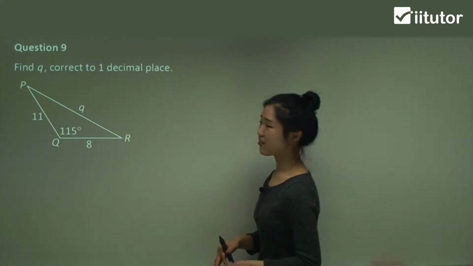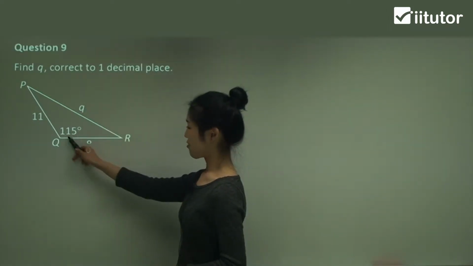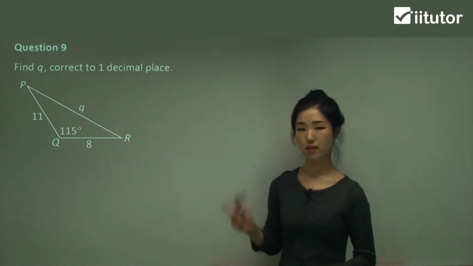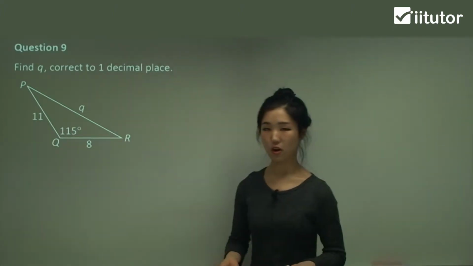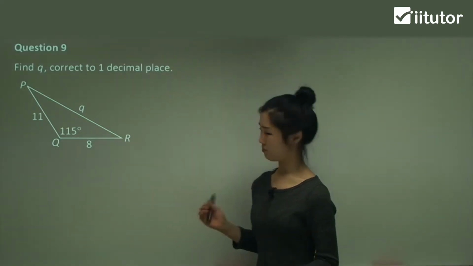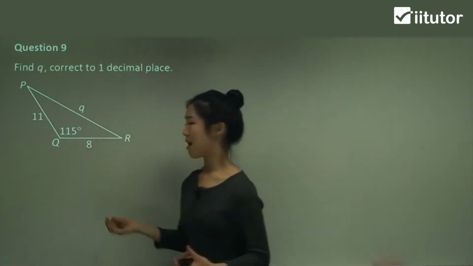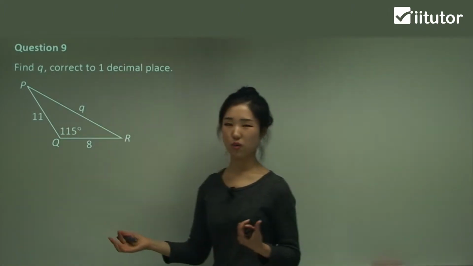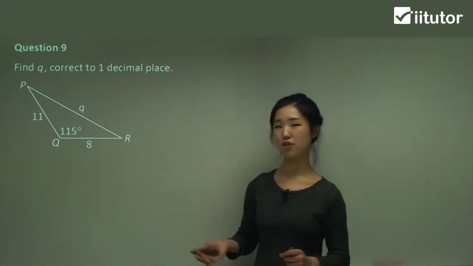Question 9, find q correct to one decimal place. Okay, so this is our q, and we've got an opposite angle. Remember, with the cosine rule we only need one pair of opposite side and angle, and we also need the other two sides, 11 and 8. So we can use the cosine rule. But say for instance you wanted to use the sine rule, can you? Well, I've got that q we're looking for and the opposite angle, but do we have another opposite pair inside? We've got two sides, but no other angles, so we can't find the other angles, so we can't use the sine rule. So then we turn to the cosine rule.